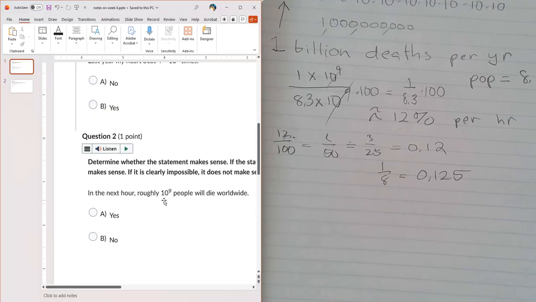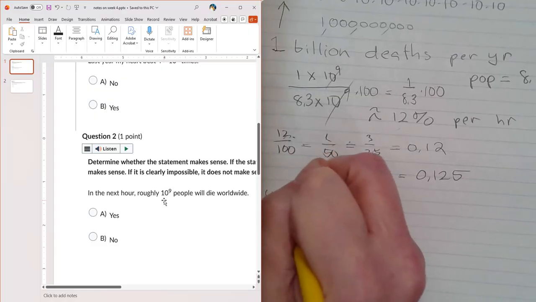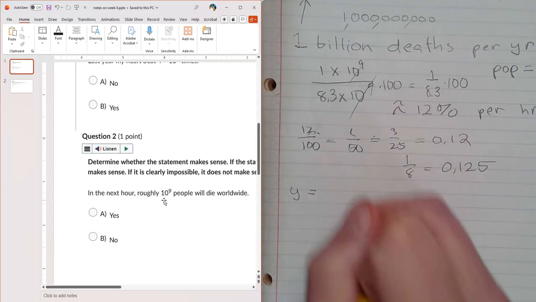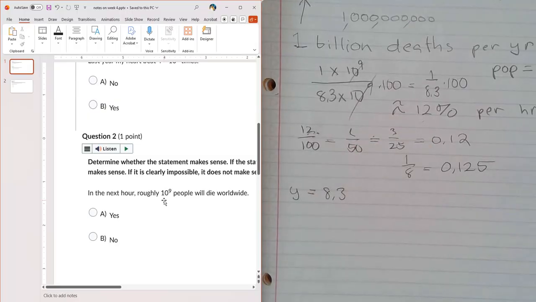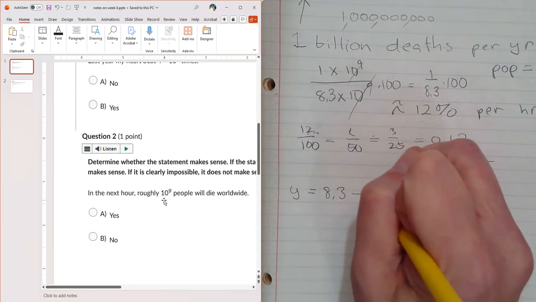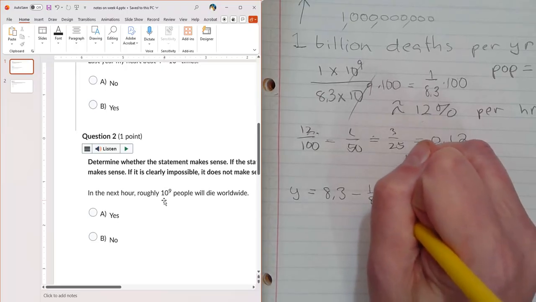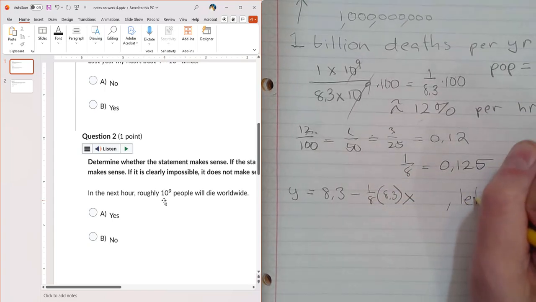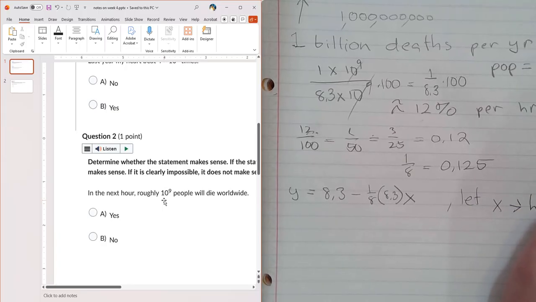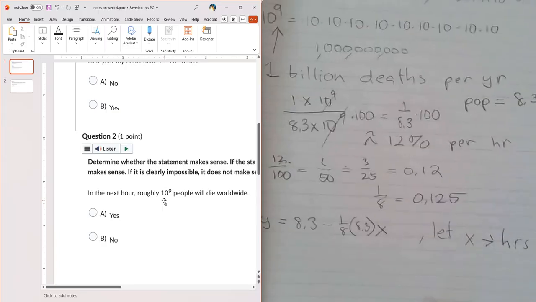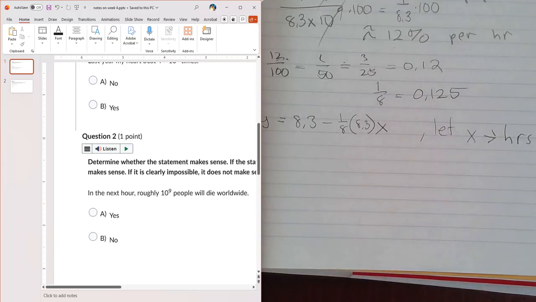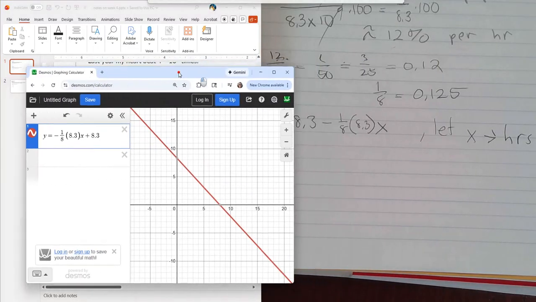So what we got here is a linear equation where y equals, one thing we know is our y-intercept would be 8.3 billion people in the world currently, and then we would be subtracting 1/8 of that per hour. So 1/8 per hour, let x be the hours. So let's hold on to that little nugget right there, and let's bring up the wonderful Desmos calculator.